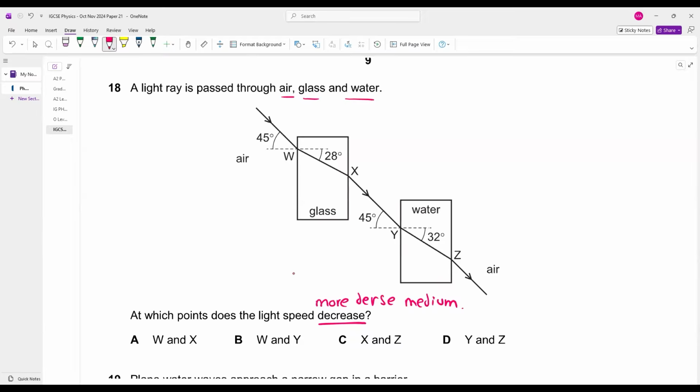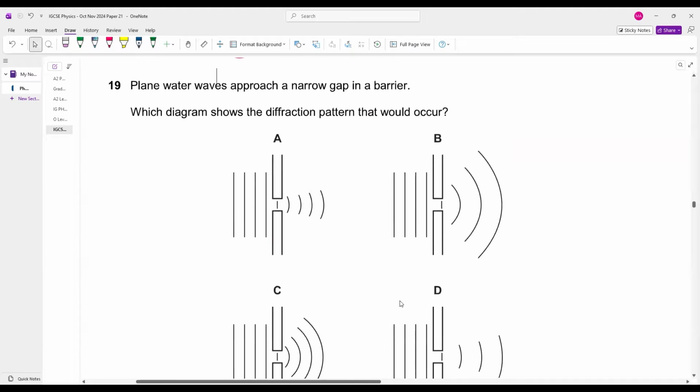बेटा स्पीड कब डिक्रीज होती है when light enters into a more dense medium? ग्लास एक मोर डेंस मीडियम है. When you are entering from air into glass your speed will decrease. W is one of the options. Secondly, जब आप air से water में जा रहे हो, that is also going from a less dense material to a more dense material, your speed will decrease. Y is also a point. B is your answer, W and Y are your answer. Plane water waves approach a narrow gap in a barrier.